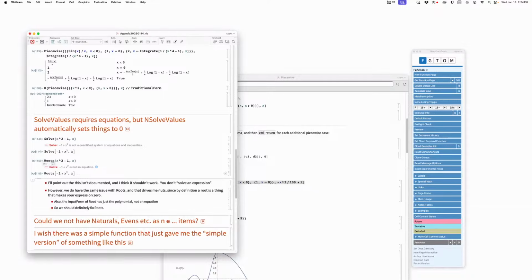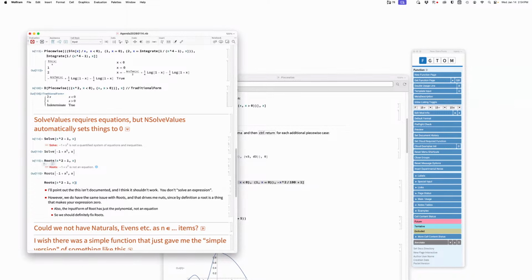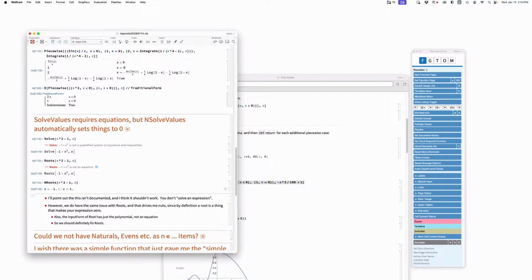Exactly. That's where I think it doesn't do it as well. Yes, and that I think is wrong. The N versions do it. Yeah, so that's strange. It's not documented, but NRoots does it and NSolve does it.